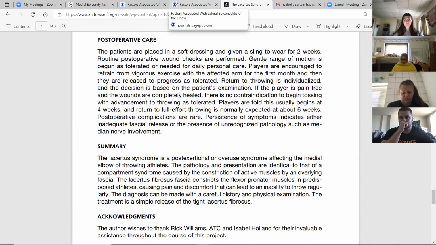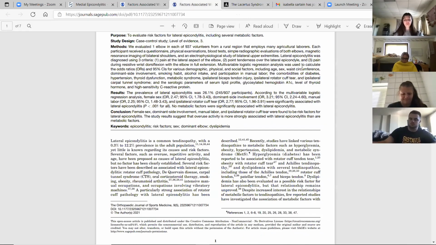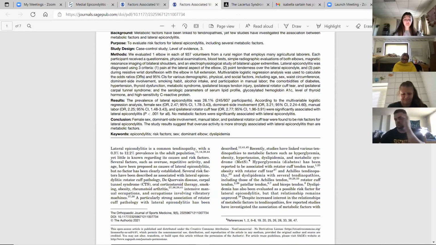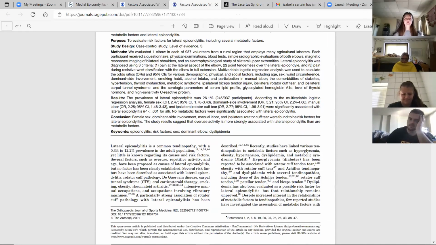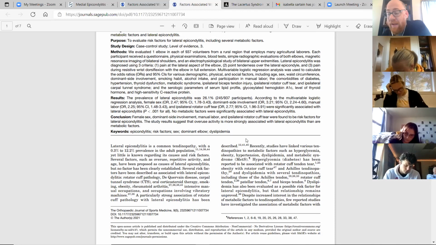All right, lateral epicondylitis. Here we go. Lateral epicondylitis is going to be really common in overhead athletes, particularly tennis players. Why do you think that a tennis player might develop lateral epicondylitis?